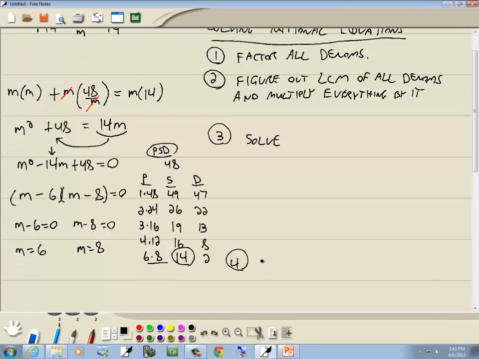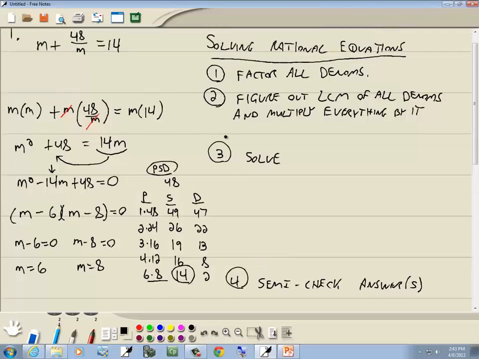Now step 4. Semi-check your answers. Now what I mean by that is you don't need to fully check it, but you want to make sure that when you plug those values back in, they don't cause the denominator to equal 0. For example, if I put 6 in for the m, put 6 here, put 6 here, 48 over 6, well that doesn't cause a 0 in the denominator, so that's our answer. If we put 8 in here, 48 over 8, well, our denominator is still not 0, so both of those actually work.